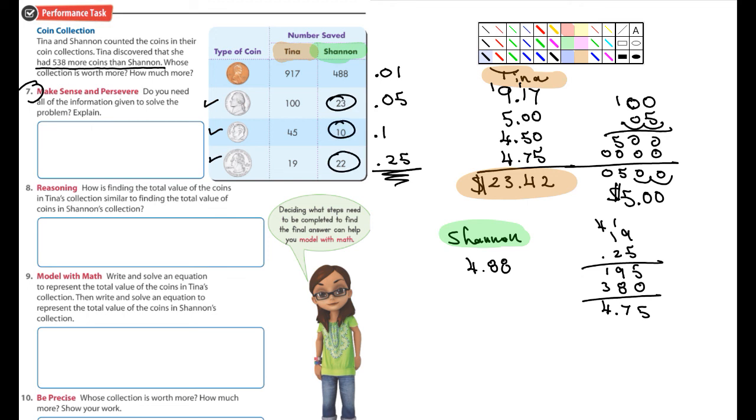And you'll do them just like I did over here. And then you're going to add up Shannon's, and then you're going to see how much she's got, whatever that would be. And then what's the question? It says, how is finding the total value of the coins of Tina's collection similar to finding the total value of coins in Shannon's collection?